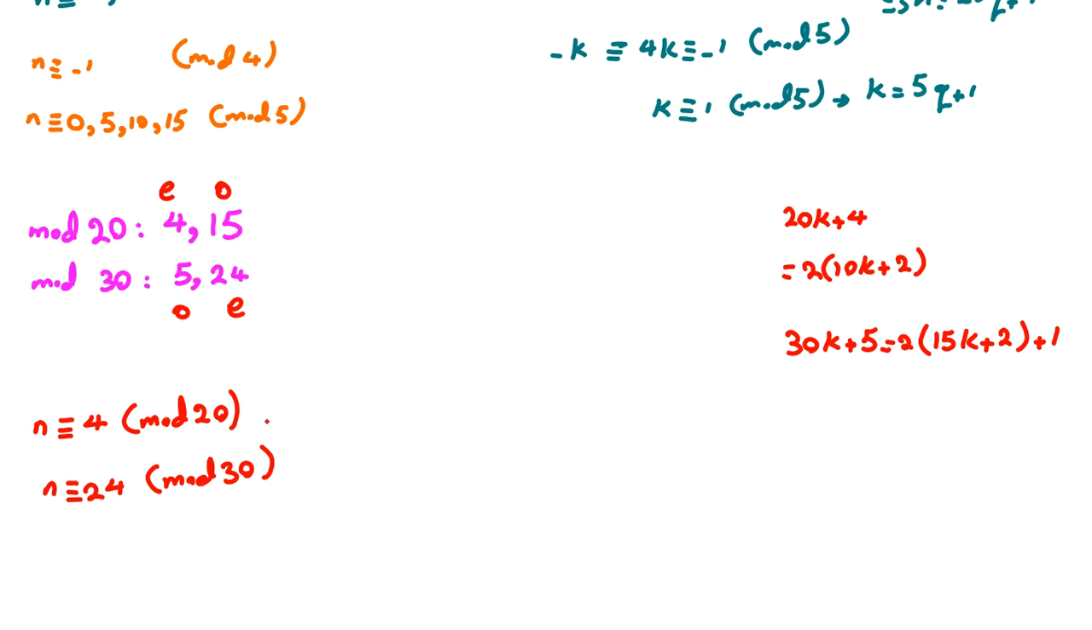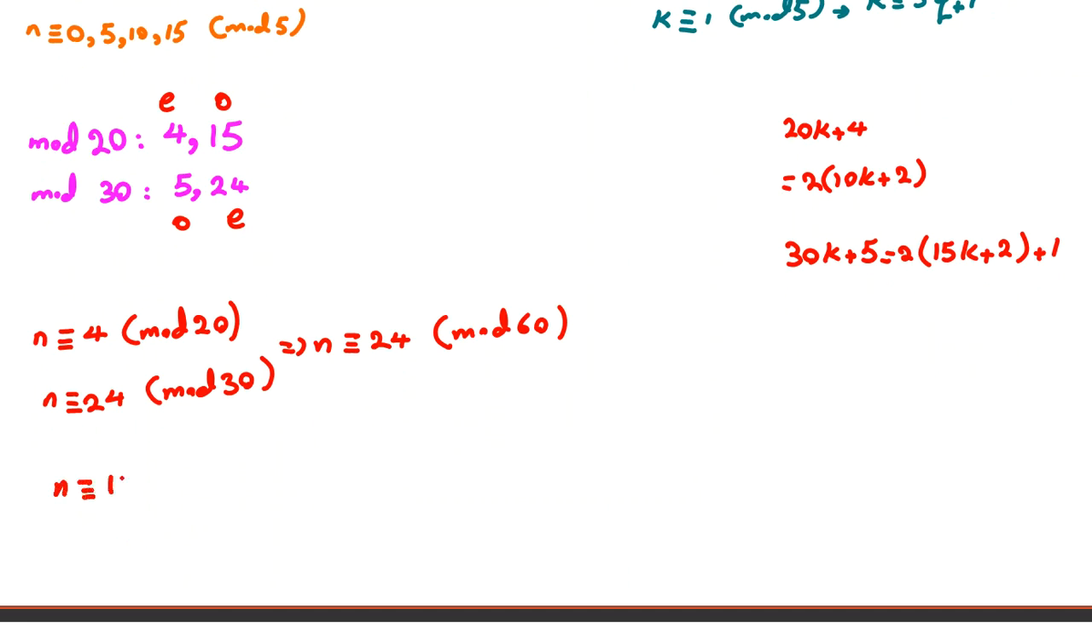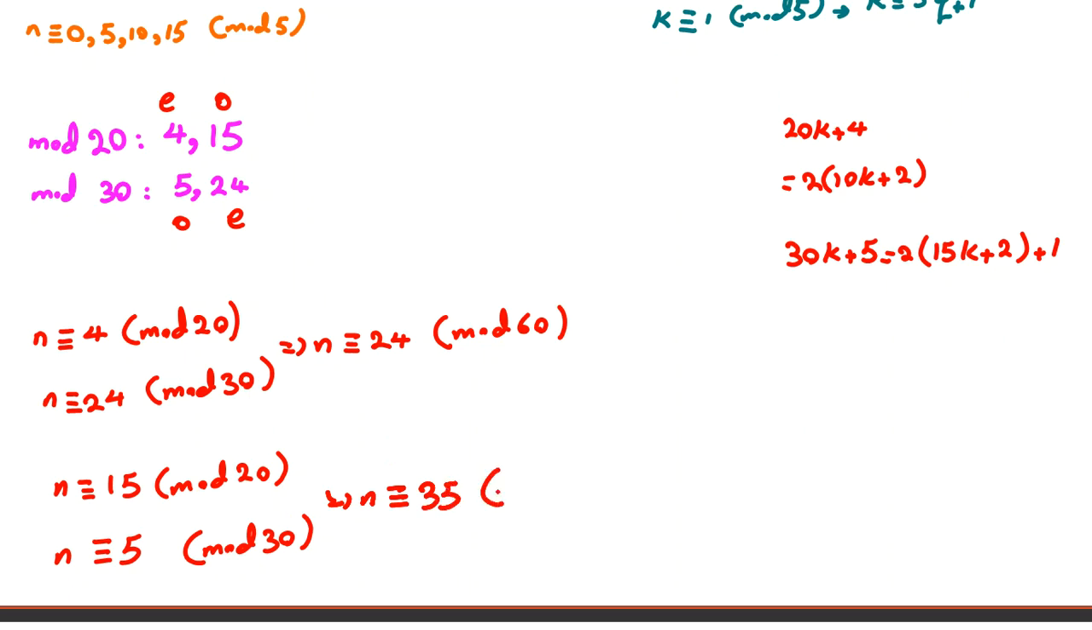So for this case, if we check 24, 24 satisfies this one for mod 20. So n is 24 mod LCM. LCM of 20 and 30 is what? It is 60. Okay, so one intersection is this. Next one, n is 15 mod 20, and n is 5 mod 30 in this case. So 15 mod 30 is not 5. If we add 20, 35. 35 is 5 mod 30. So n is 35 mod 60.